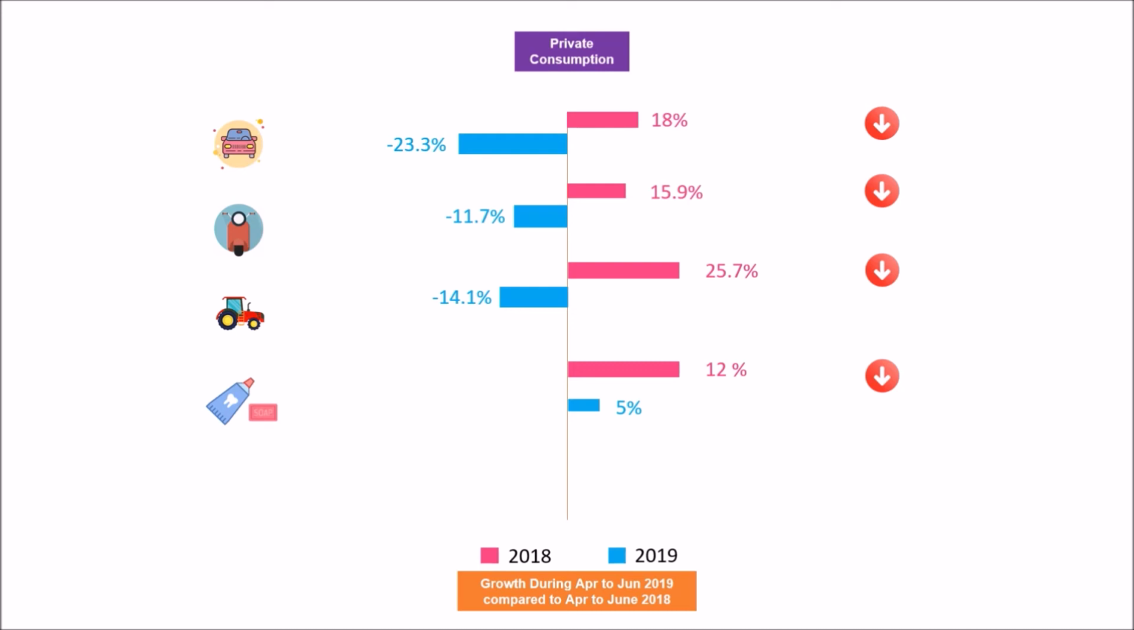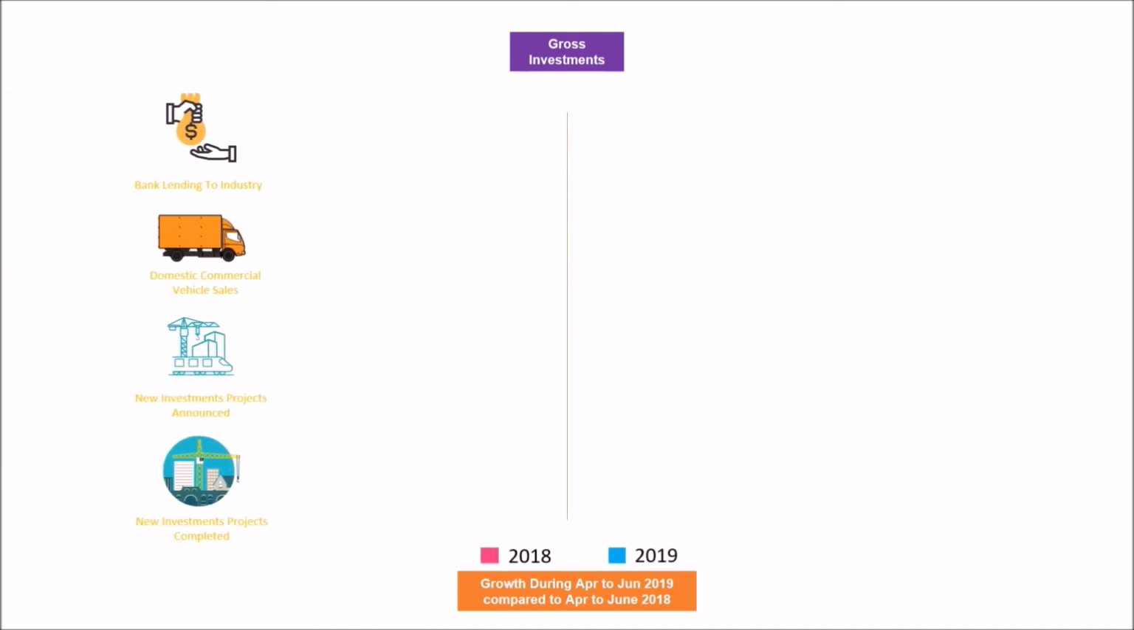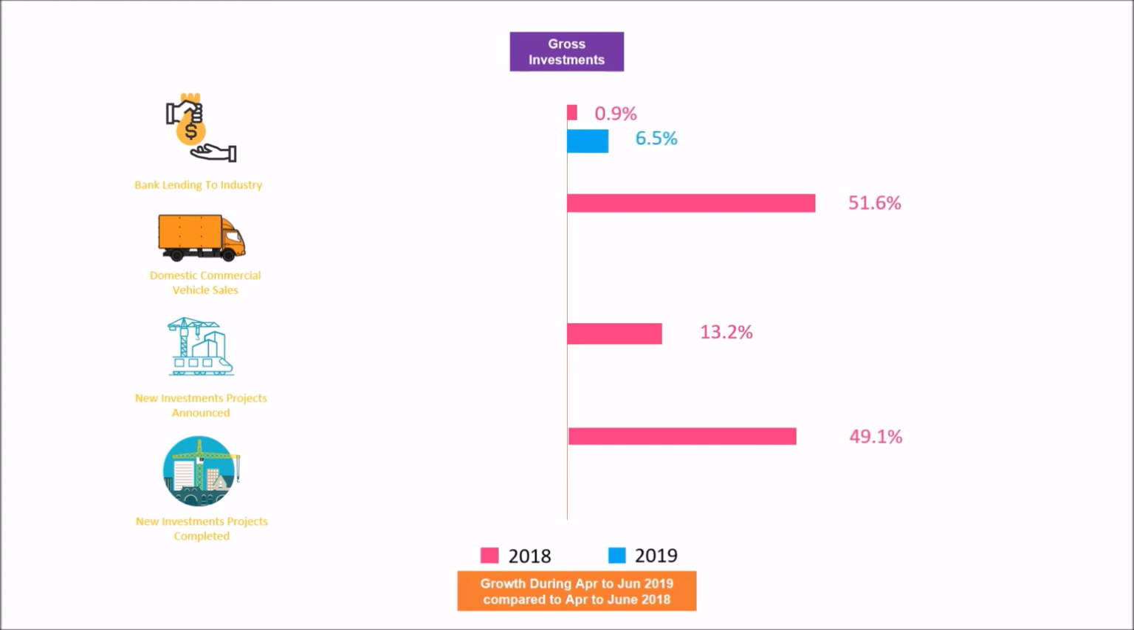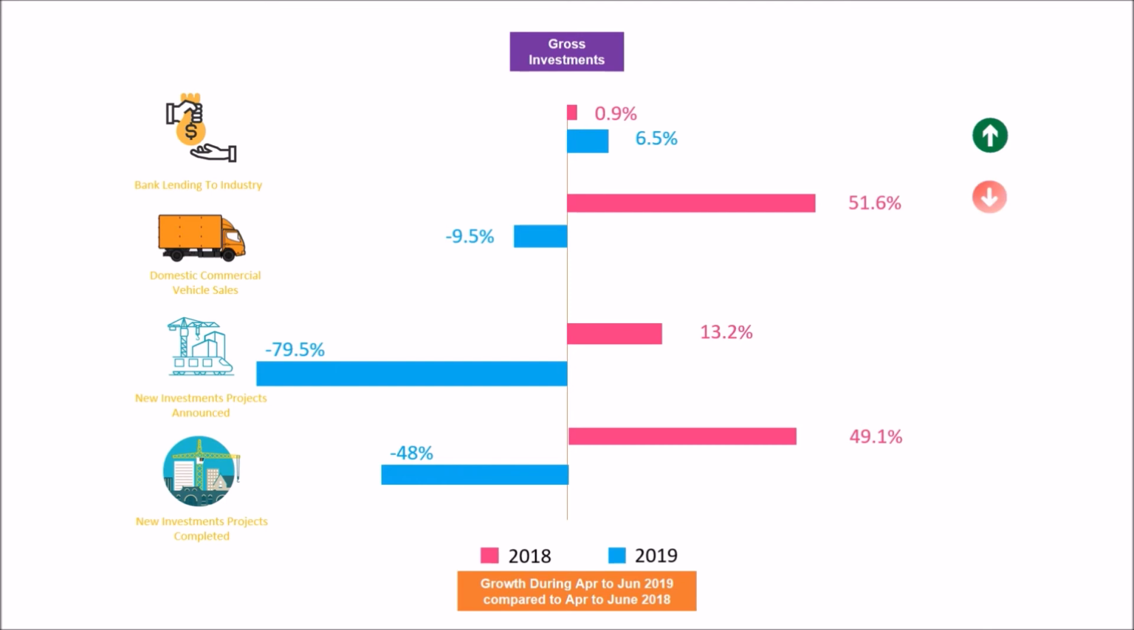Let's look at the gross investments. In the investment sector, although we have found little growth in bank lending, commercial vehicles are seeing negative 9.5%. The value of new projects announced during April to June 2019 fell by 79.5% year on year. This is the highest fall since September 2004. The investment projects completed fell by 48% in comparison to last year. This is the highest fall since September 2004. Gross investment was also significantly down, which further pulls down our GDP rate.